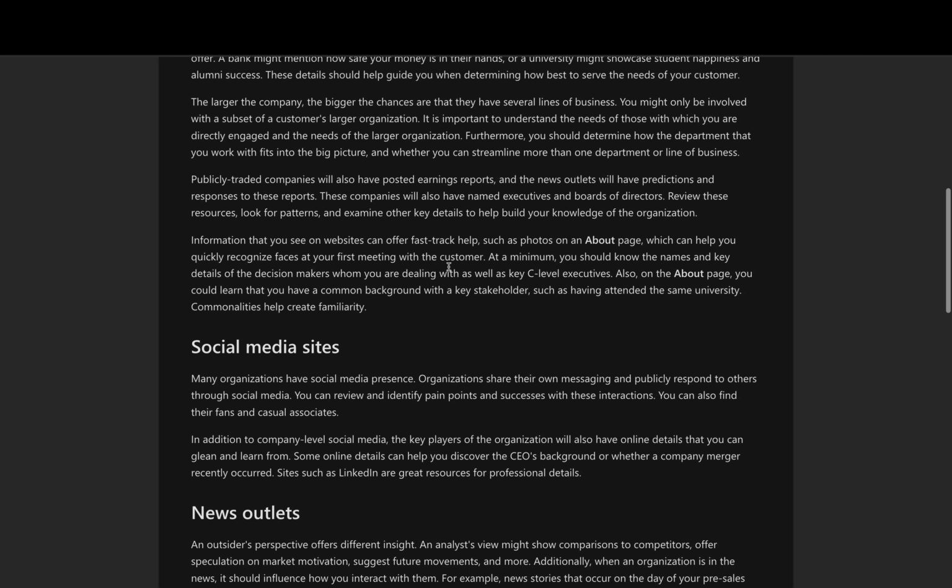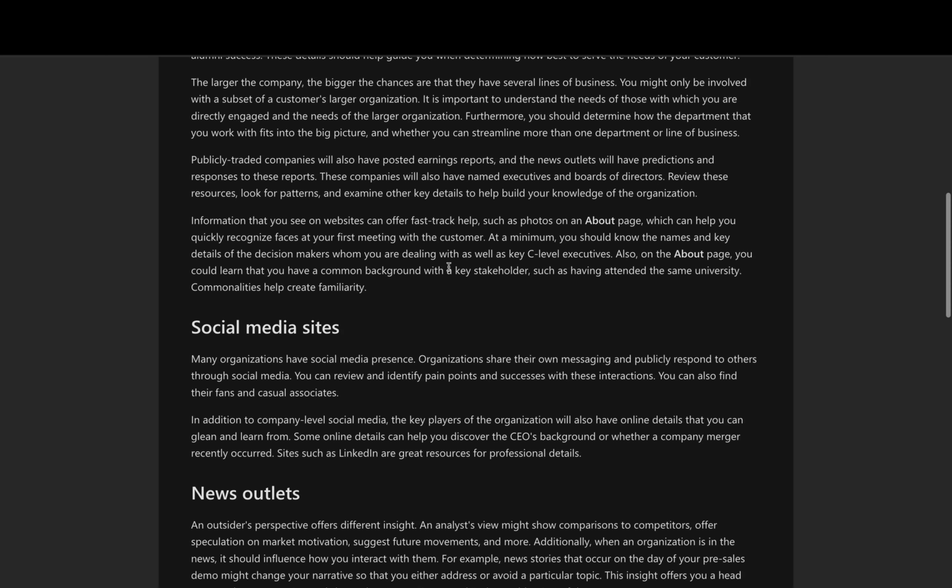The larger the company, the bigger the chances are that they had several lines of business. You might only be involved with a subset of a customer's larger organization. It is important to understand the needs of those with which you are directly engaged and the needs of the larger organization. Furthermore, you should determine how the department that you work with fits into the big picture, and whether you can streamline more than one department or line of business.